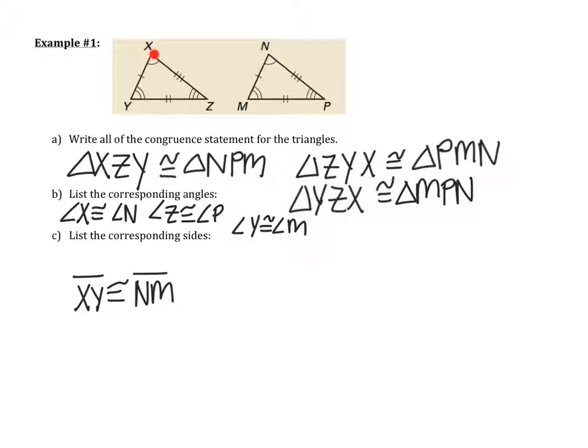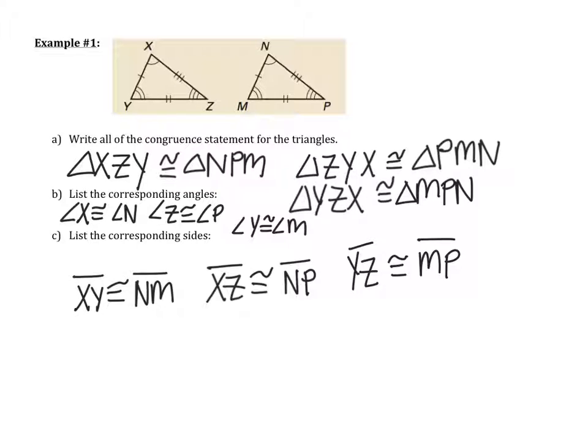Let's do the next one. If I do XZ, I'll have to do NP since X and N correspond to each other. So again, XZ is congruent to NP. And the last one would be YZ and MP. Since I started with the Y, I'm going to start with the M. So I'd have YZ congruent to MP.